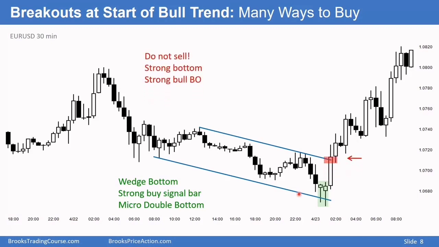Do not sell at the top of the channel. It's a strong bottom, good context, and you have a big bull trend bar closing near its high. And you have good follow through as well. Instead of selling, you should be buying either the close of this breakout bar or the close of the follow-through bar.